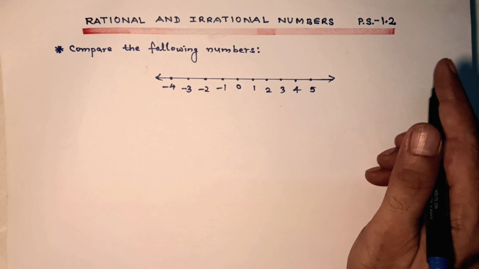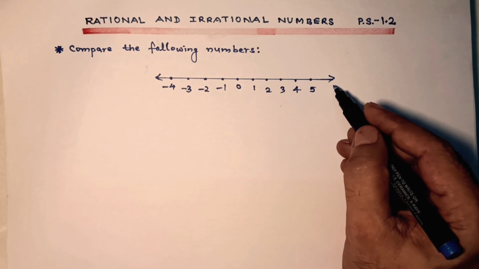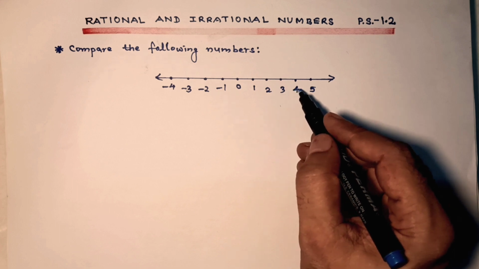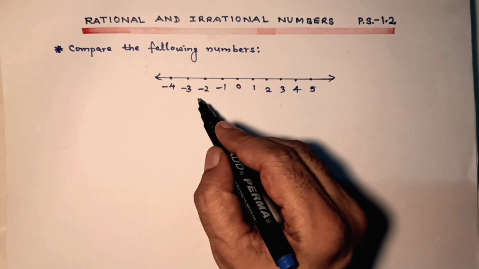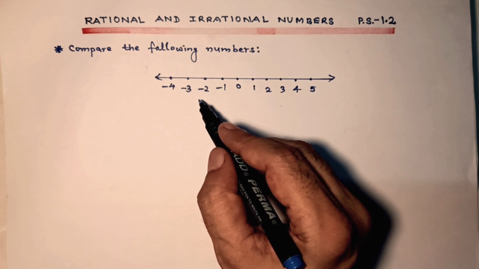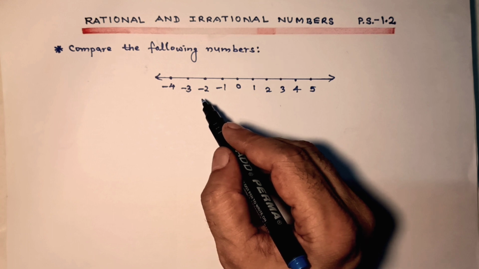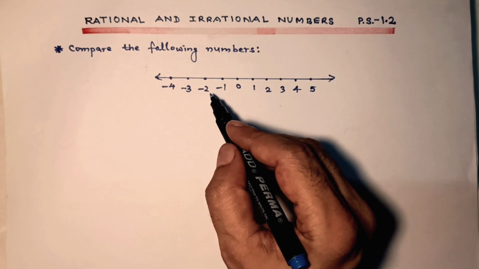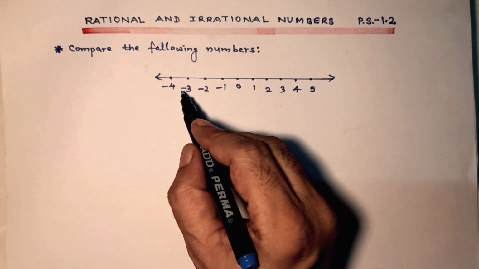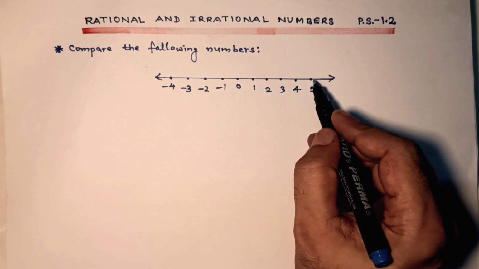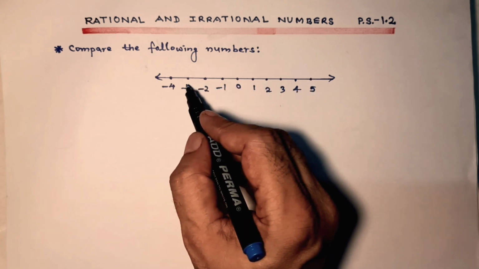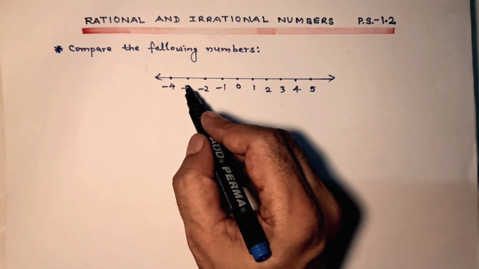Before I start, I want to show you this number line. Look at this number line. Positive numbers are on the right side of 0, whereas negative numbers are towards its left. Of any two numbers on a number line, the number to the left is smaller than the number to the right. This means as you go towards the right side, numbers are increasing, whereas if you go towards the left, the numbers are decreasing.